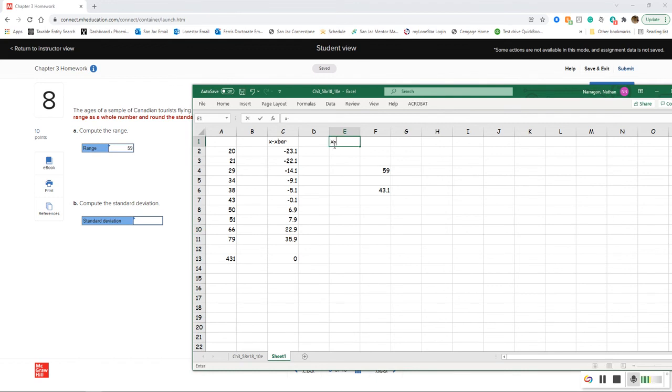Next, we're going to take x minus x bar in parentheses, and we're going to square it, just like before. Nothing different going on so far. So that number times itself. And there we go. And find the total. Auto sum. Okay, now here's the part that changes.